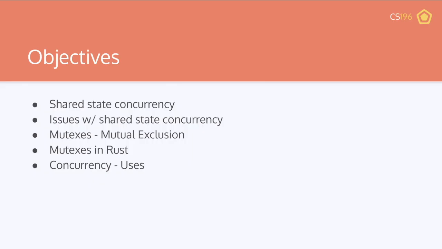So first of all, let's start with our objectives. We're going to talk about shared state concurrency, the issues with shared state concurrency, mutexes, mutual exclusion, mutexes in Rust, and then finally we're going to end with some uses of concurrency. Really the main topic for today is trying to understand what shared state concurrency is and how mutexes help us solve that. And mutexes aren't just exclusive to Rust. This is a topic that you'll see in many other languages that allow for multi-threaded programming.